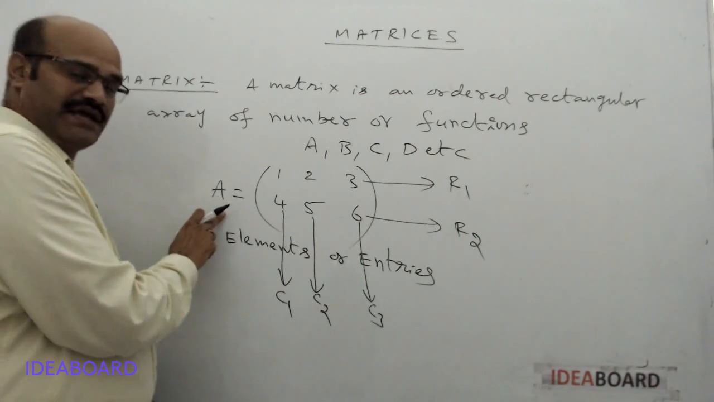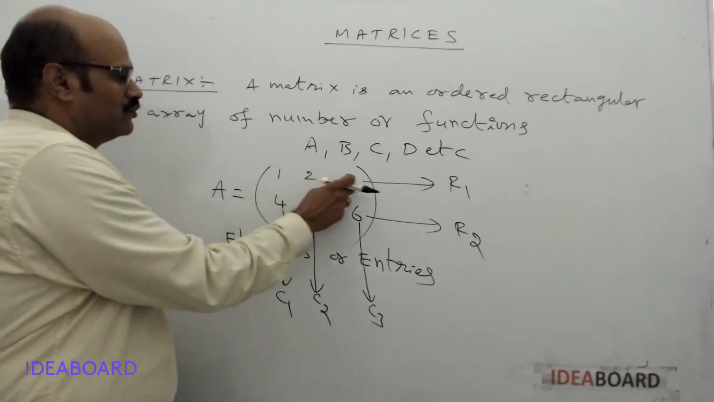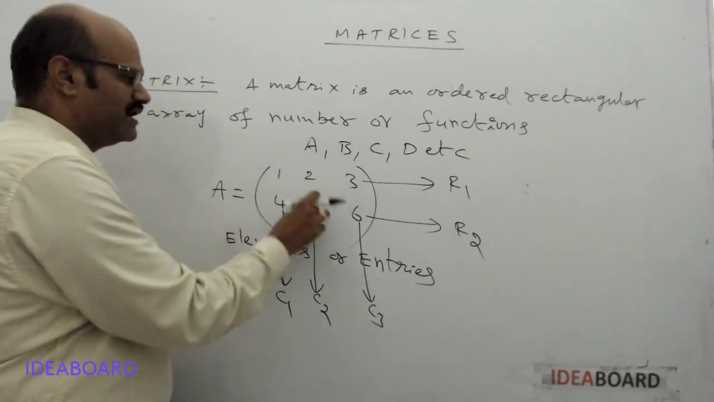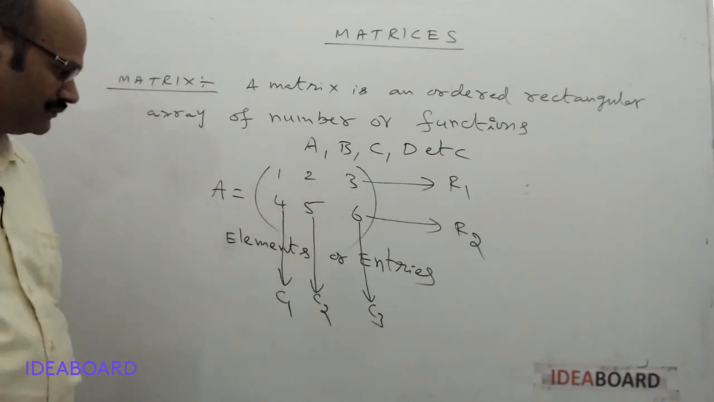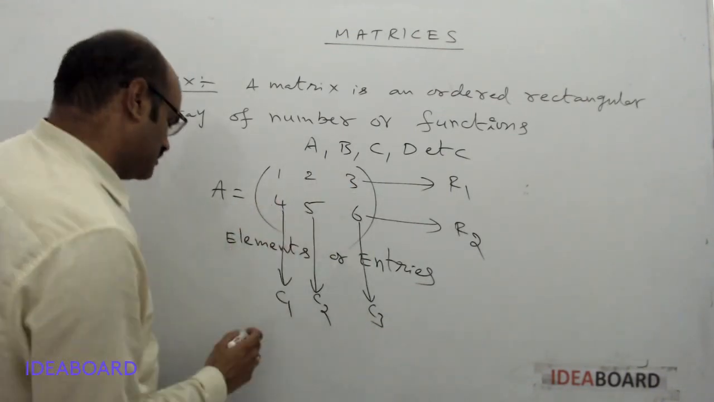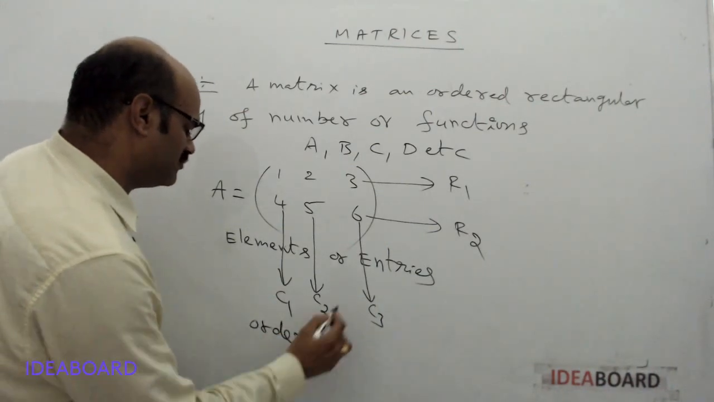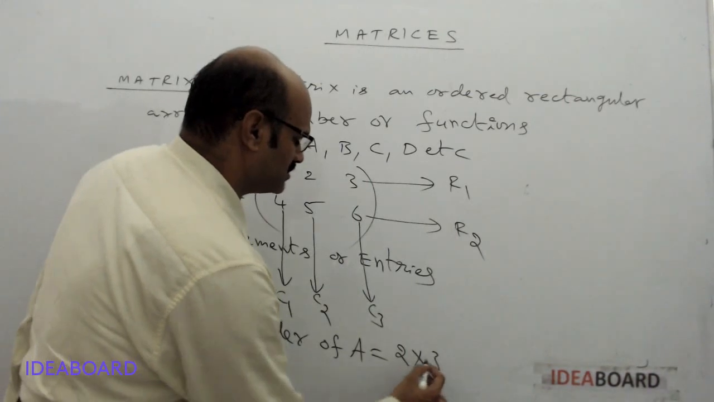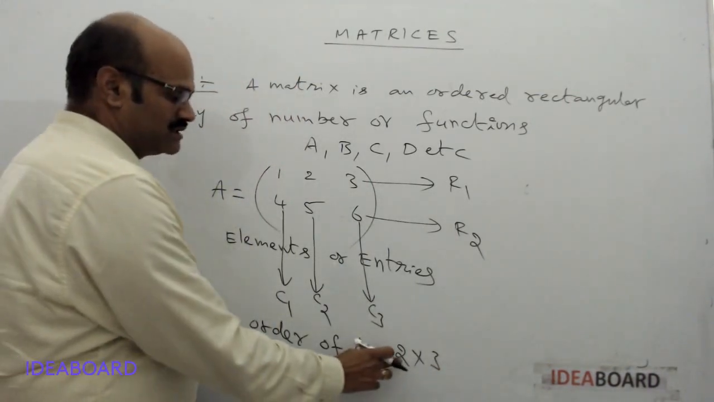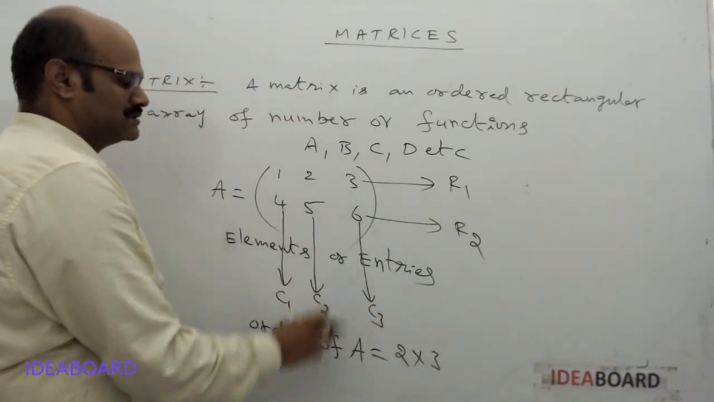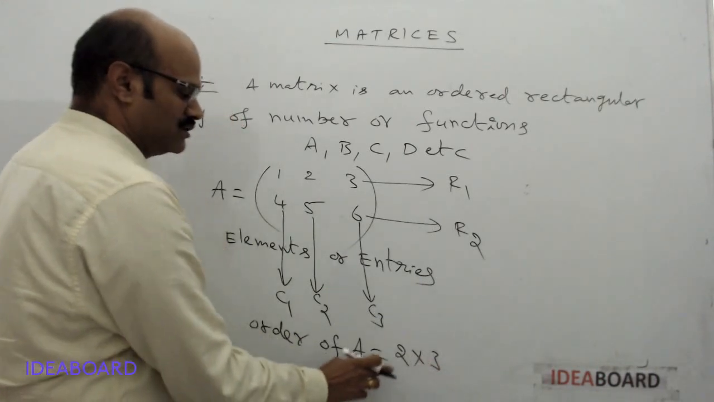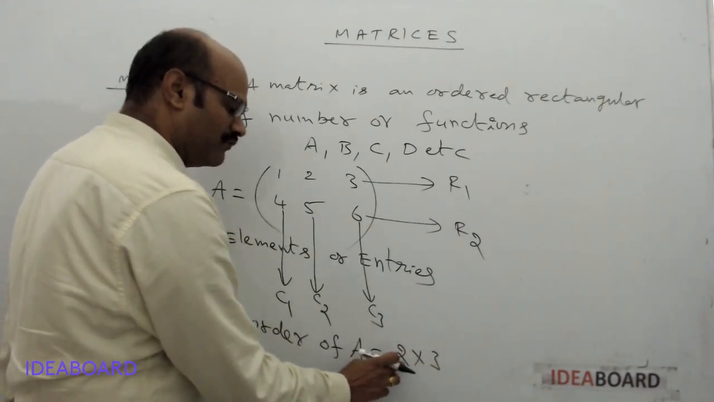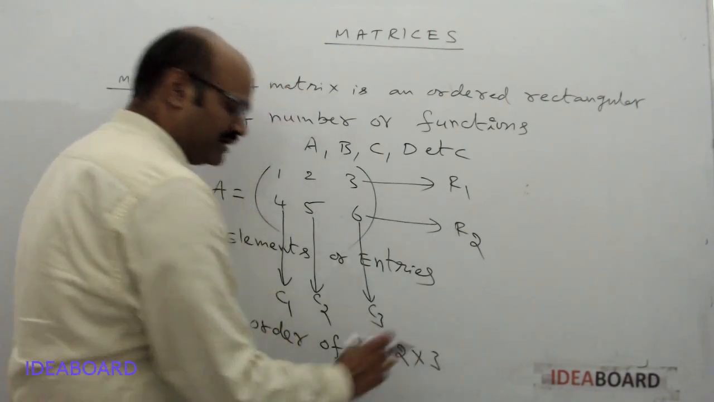In this matrix A, there are two rows and three columns. Therefore, the order of the matrix A equal to 2 cross 3. Since we have two rows and three columns, we write it as 2 cross 3 and while reading, we read it as 2 by 3.